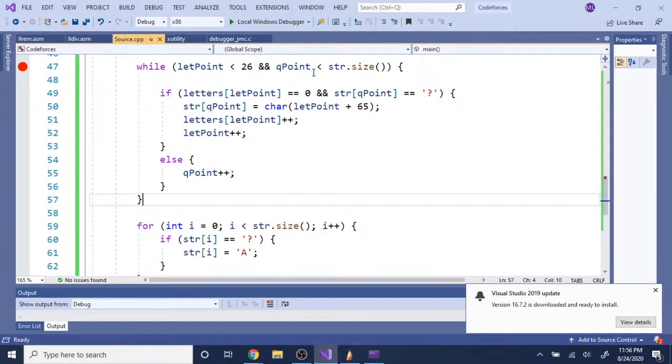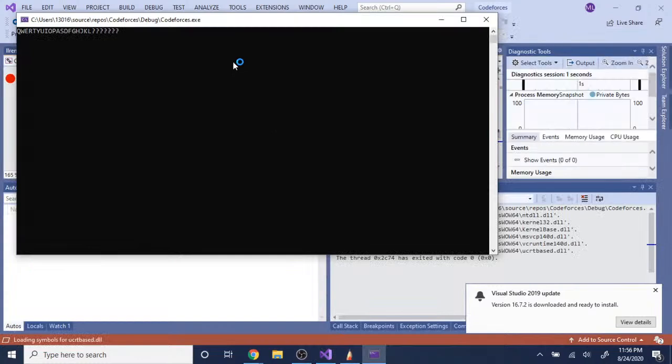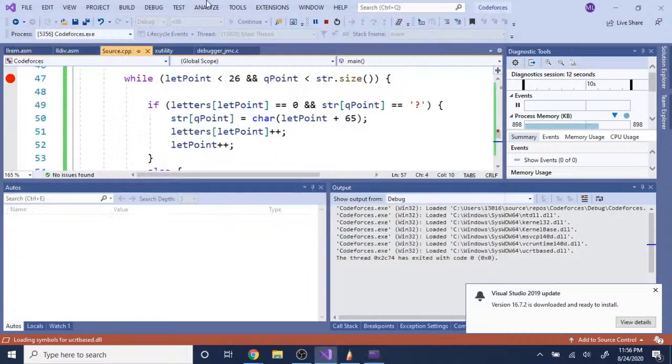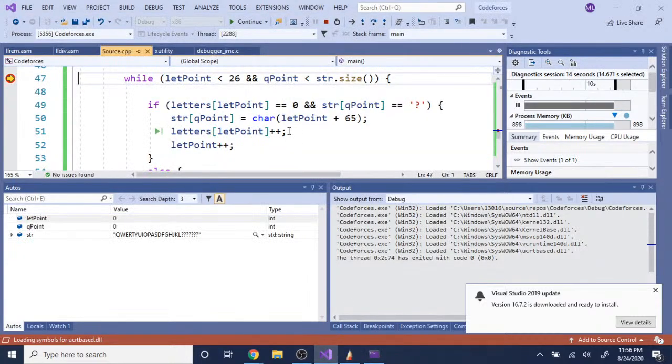Wait, that doesn't make any sense. Okay, Q pointer should have... Okay, look. 0, 1, 2, 0, 1, 2, 3, 4, 5, 6, 7, 8, 9, 10, 11, 12, 13, 14, 15, 16, 17, 18, 19. It should stop at 19. That's what it should stop at.